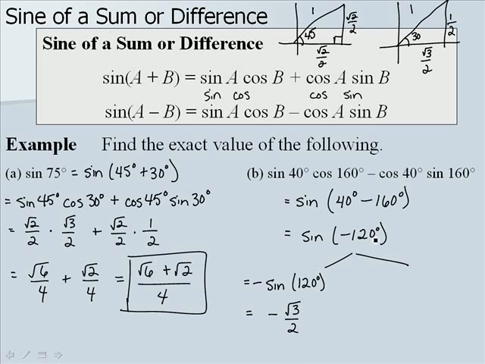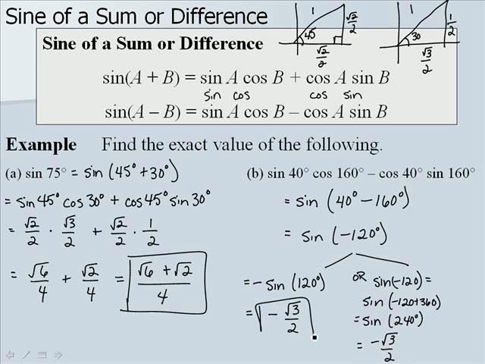Now another way to go would be to use the coterminal angles and say that the sine of negative 120 is equal to the sine of negative 120 plus 360, which is equal to the sine of 240 degrees. And that is also negative square root of 3 over 2. So either way, you'll get the same answer.